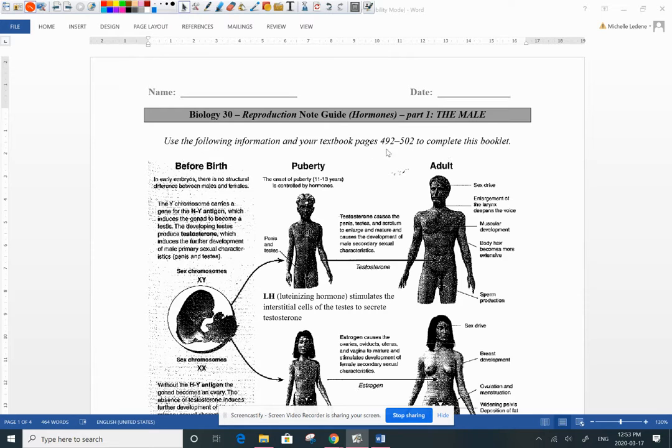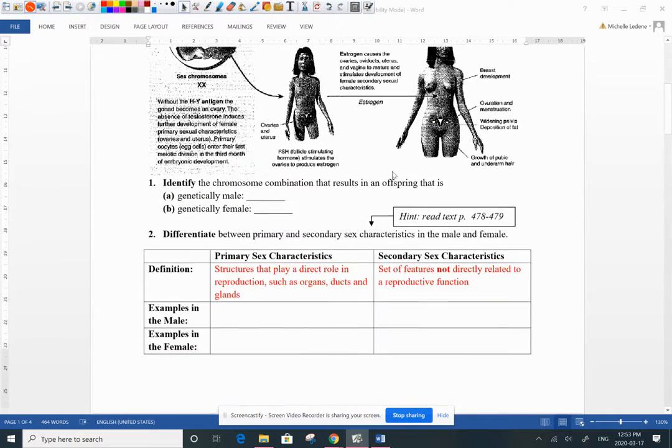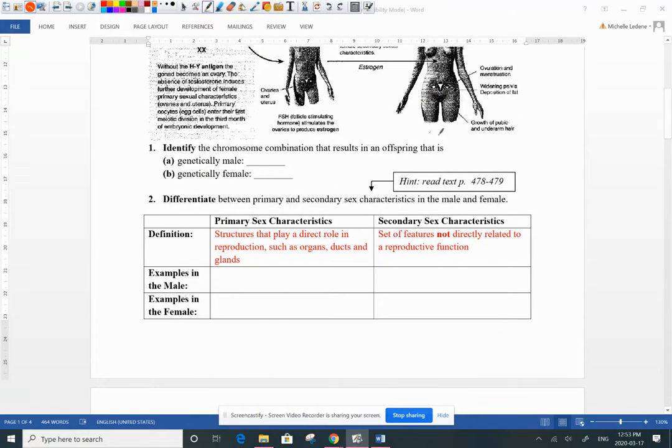The male. And so it's in your textbook, page 492 to 502. And you can read this little chart here, which is also in your textbook. It talks about the primary and secondary sex characteristics in the male and in the female. So just use your textbook for that. And what I really want to talk about today is on the next page.